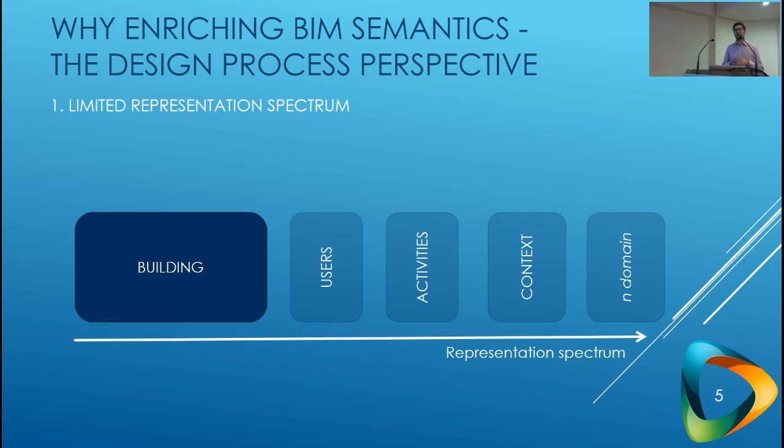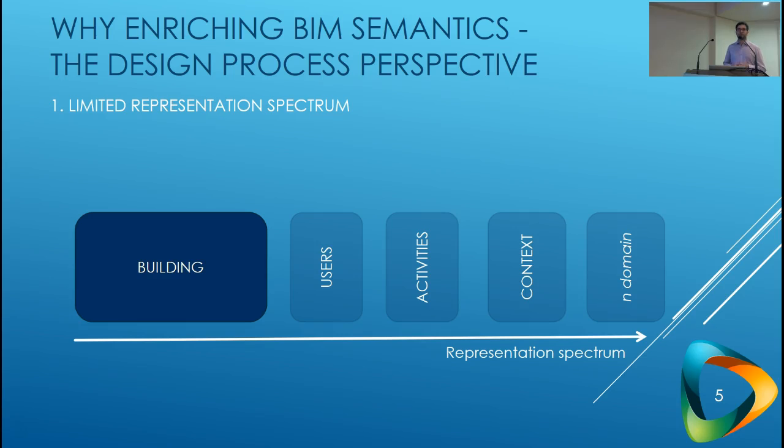We focus in particular on two aspects. The first one is the representation spectrum. What does it mean? It means that usually BIM information models are mainly focused on the representation of the product of the process, that is the building, especially in terms of its technological components and its constructional aspects. But when we carry out an architectural design process, we actually have a lot of knowledge provided from different domains that contribute to the definition of this product.